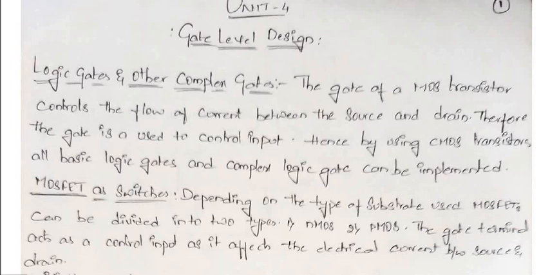Here, the gate of a MOS transistor controls. First, let us discuss the gate. What is the gate terminal? The gate of the MOS transistor controls the flow of current between the source and drain. Therefore the gate is used to control the inputs. Hence, by using CMOS transistors, all the basic logic gates and the complex logic gates can be implemented.